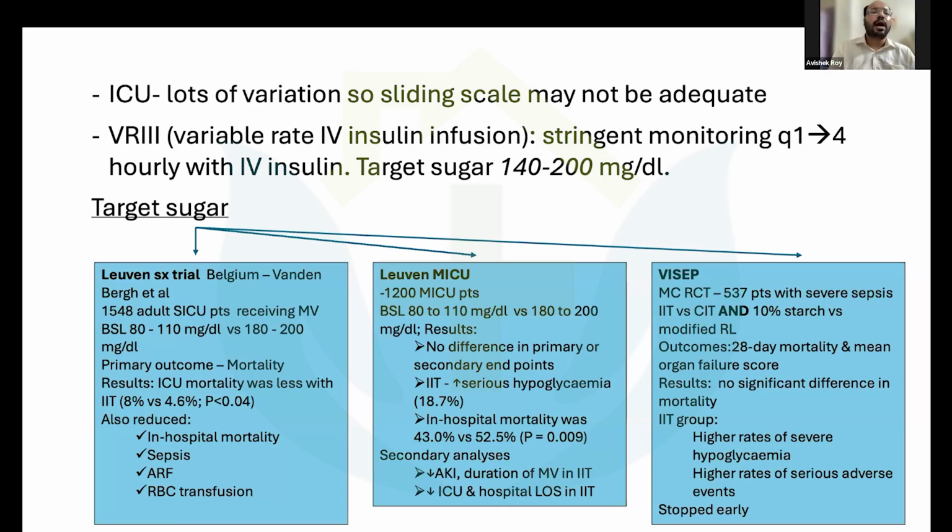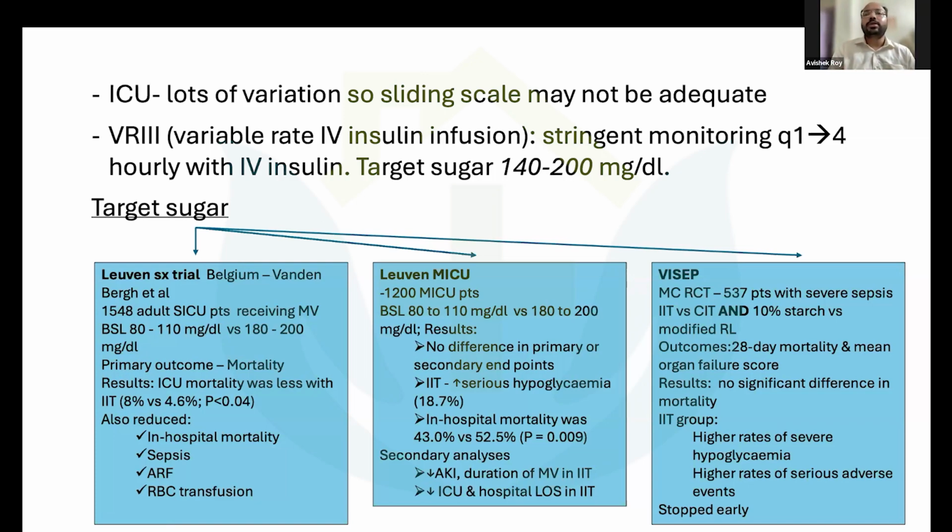Many patients were given IV dextrose, some patients were given oral along with some TPN. So there was a huge variability in terms of the methodology, not a standardized trial that you will want to quote while deciding upon your sugar control.